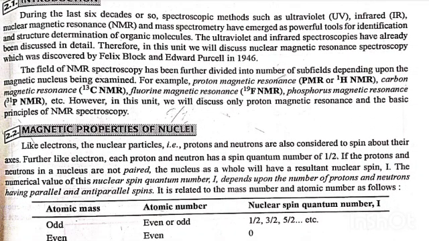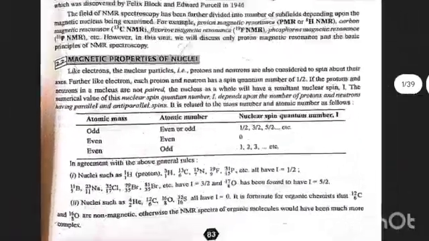Magnetic properties of nuclei. Like electrons, the nuclear particles, that is protons and neutrons, are also considered to spin about their axis. Further, like the electron, each proton and neutron has a spin quantum number of 1/2. If the protons and neutrons in a nucleus are not paired, the nucleus as a whole will have a resultant nuclear spin I. The numerical value of this nuclear spin quantum number I depends upon the number of protons and neutrons having parallel and antiparallel spins.